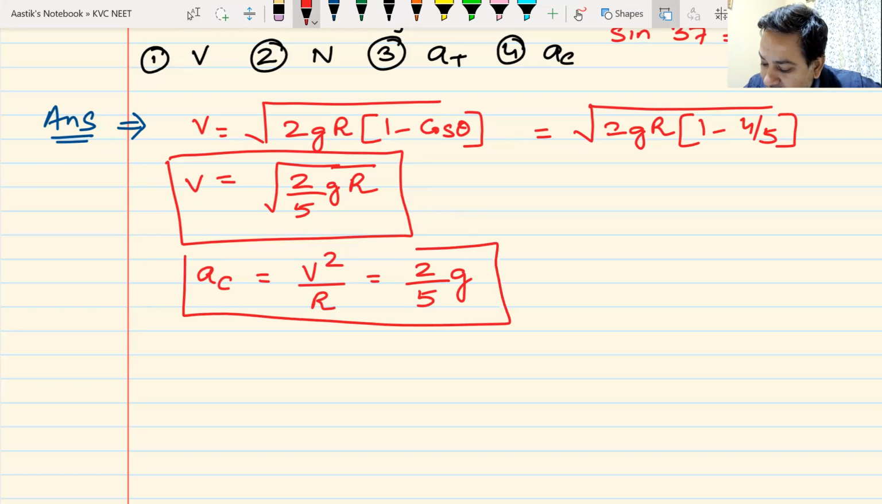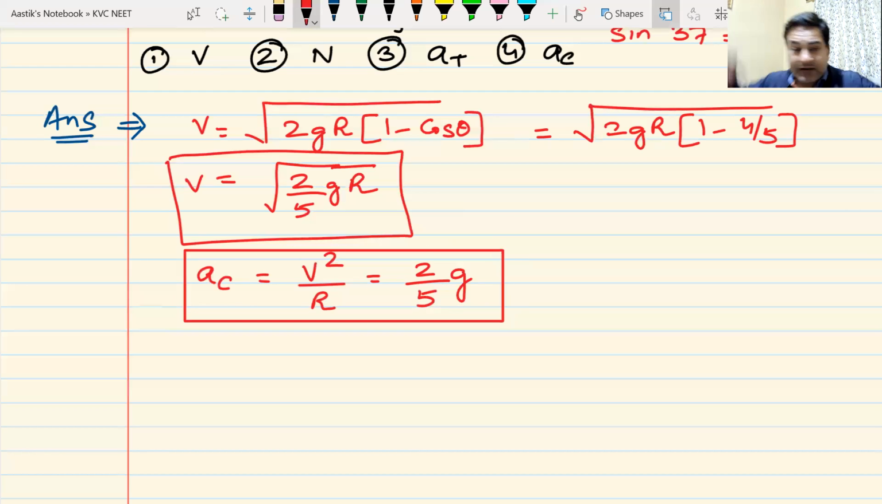Do we understand this? Can I have some raised hands that we understand this? It is very simple. Once I get the value of V, things are very simple. Yes or no? The value of centripetal acceleration is V squared divided by R.